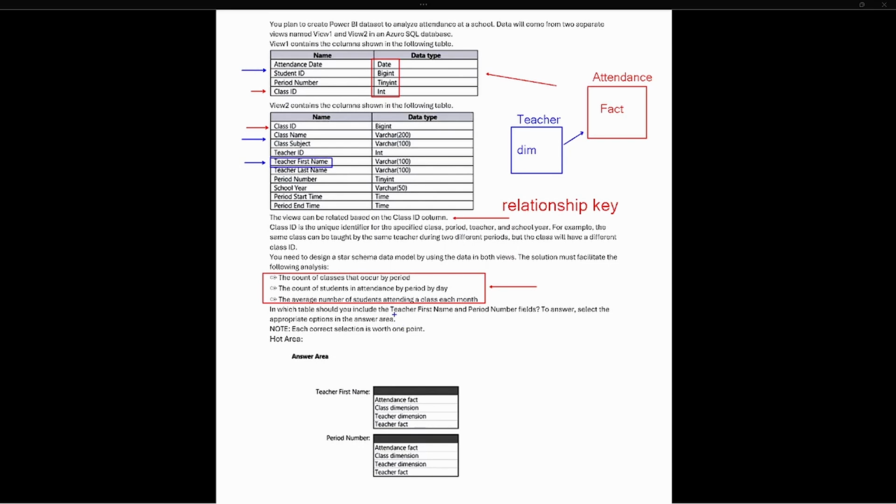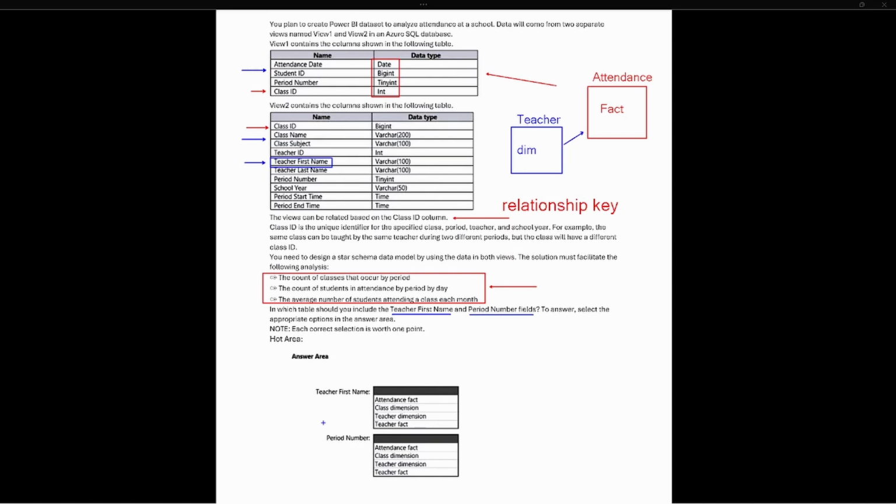So it asks us here, as part of the question, which table should you include teacher first name and period number? So the teacher first name would come from this dimension table, the teacher dimension. The reason I say it's teacher dimension is because that is the table that has the teacher first name. It relates to the other table. Now remember, when we're designing a star schema, we have to have a dimension table and a fact table. We're not going to have only dimension tables. That wouldn't make sense. A star schema is a dimension table and a fact table related together through the relationship key, which we were told was class ID. So I would call this the attendance fact table and the teacher dimension.